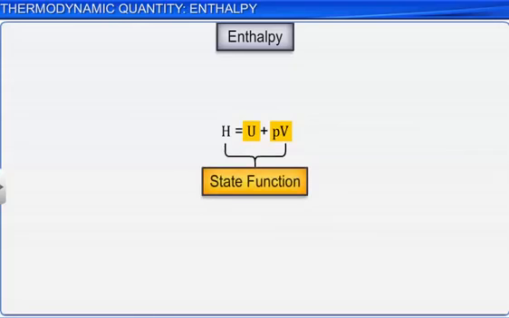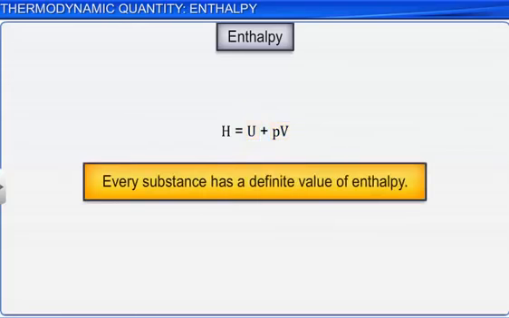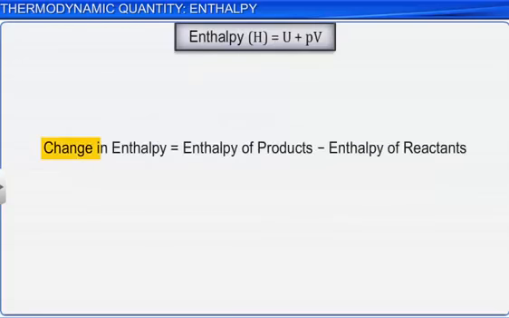Every substance has a definite value of enthalpy. Like internal energy, enthalpy of a substance cannot be measured. However, it is possible to measure the change in enthalpy. The change in enthalpy is equal to the difference between enthalpy of products and enthalpy of reactants. The change in enthalpy may be expressed as ΔH = HP − HR, where HP is the enthalpy of products and HR is the enthalpy of reactants.